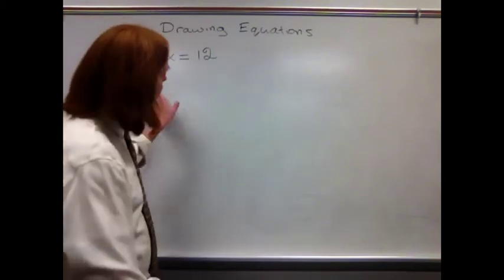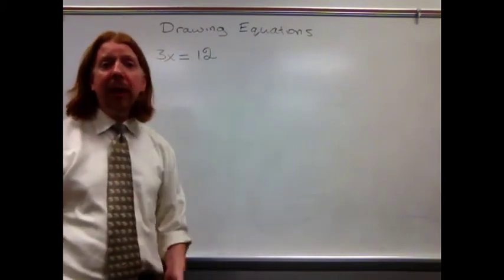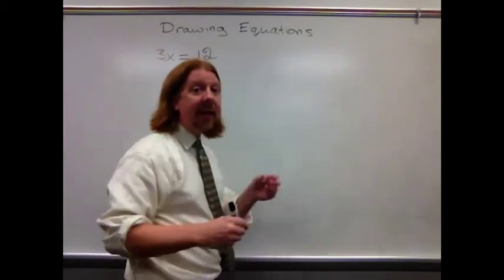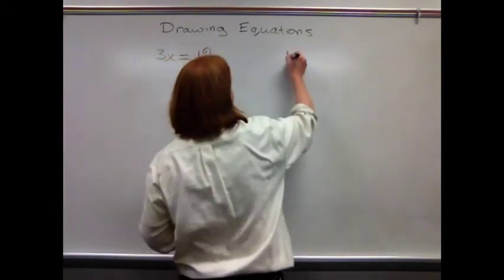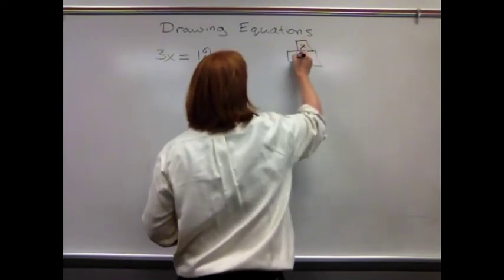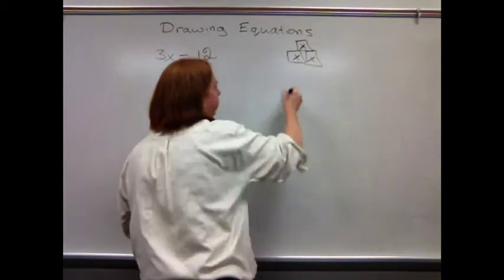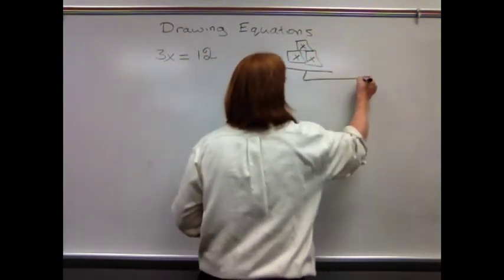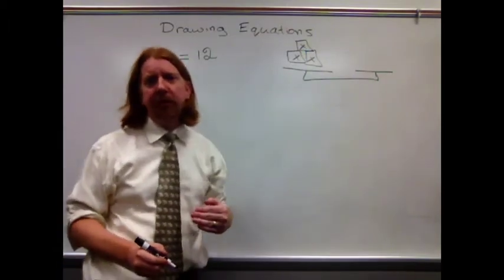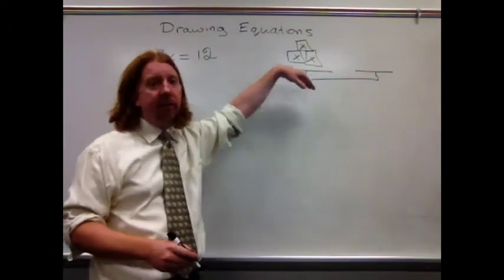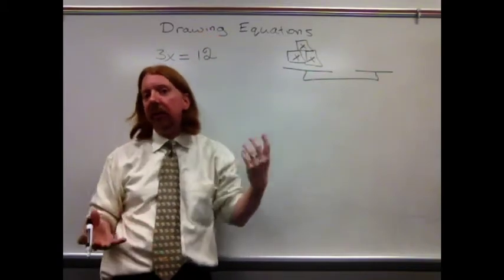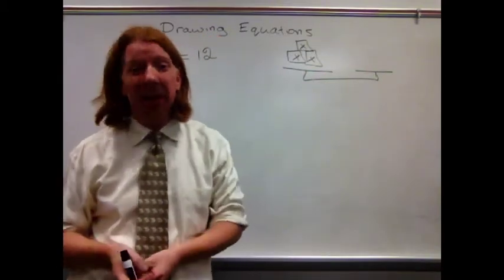So we start off with 3x equals 12. Let's go ahead and draw a picture of this. On one side of my scale, I'm going to have 3 boxes. Because I tend to bump close to the top of my page here, I'm drawing them as though it was a balance in chemistry as opposed to 2 hanging balances. It doesn't really matter to me which way you go.